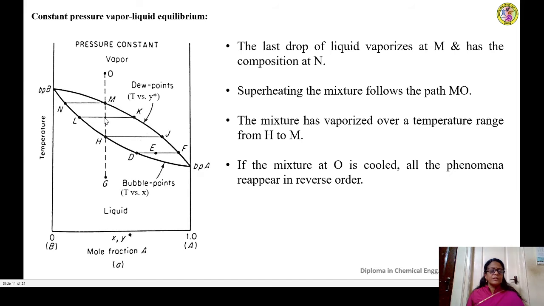Now, continuing to reduce the temperature up to point H, you will see that at point H, the last bubble of vapor is condensed. So now at point H, it is entirely a saturated liquid. So cooling the mixture to lower temperature represented by point G converts it from the saturated condition to subcooled condition. So this is how the phase change occurs for a given binary system when it is heated by keeping the pressure constant.